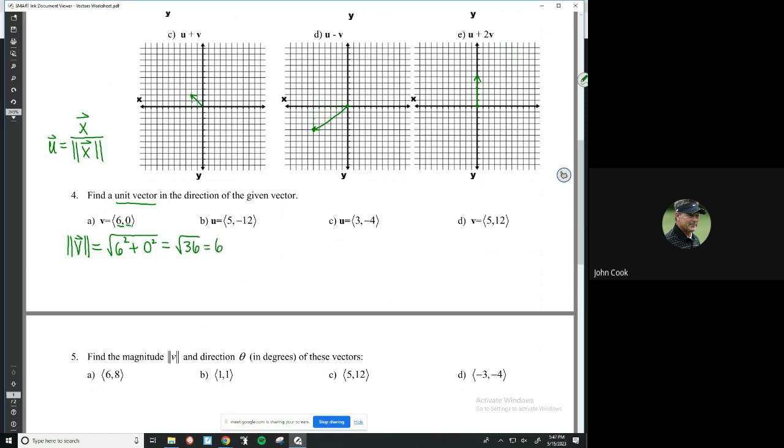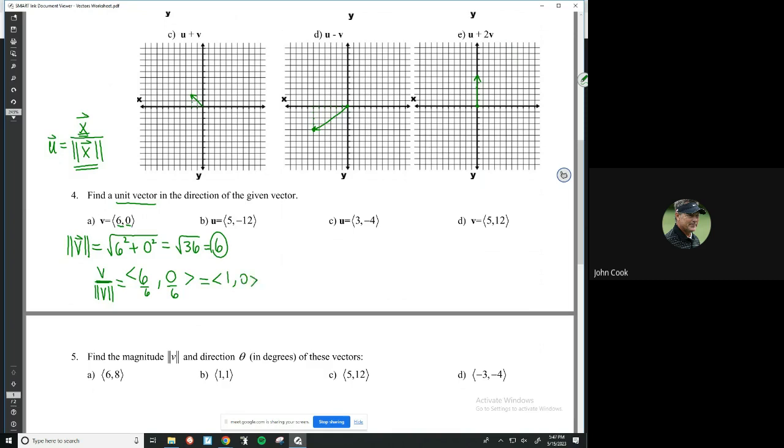So here's what we do. Ready? Now we've got this part here. Now we just divide that into the components. So v over the magnitude of v is going to be 6, 0, but then divided by the magnitude. And the magnitude was 6, so divide by 6 for each of those. And that'll give us our little component. So 6 divided by 6 is 1, and then 0 over 6 is 0.